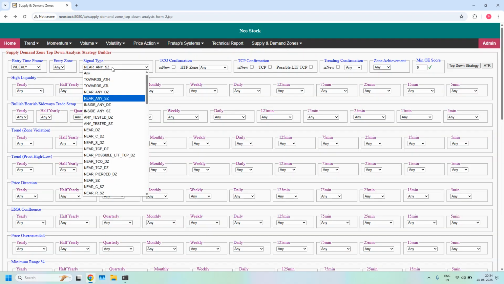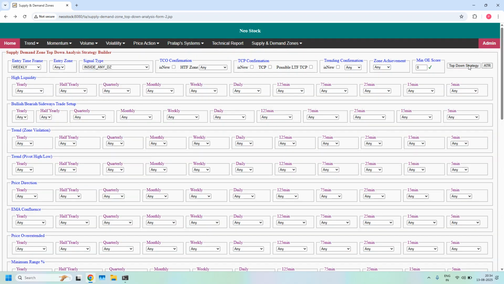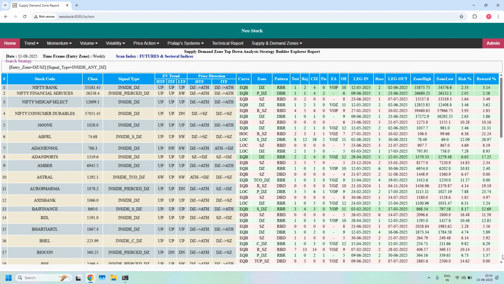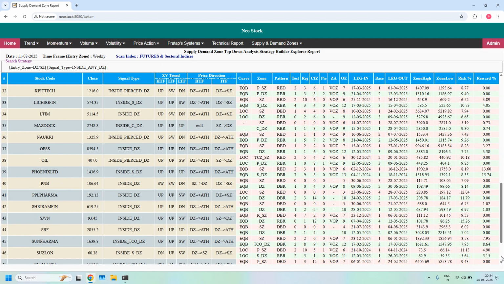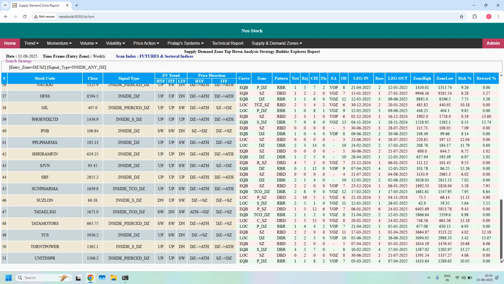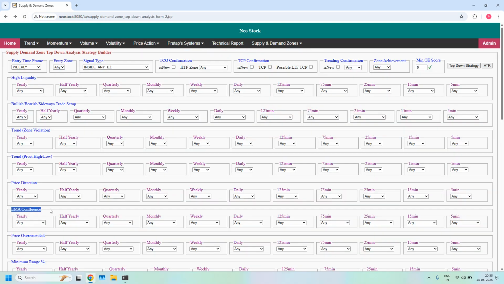Next, price closed inside the weekly demand zone. First 17 stocks in the list. Scrolling the list down. 51 stocks. We can further filter with EMA confluence on weekly demand zones. And also trend on the weekly should not be sideways.